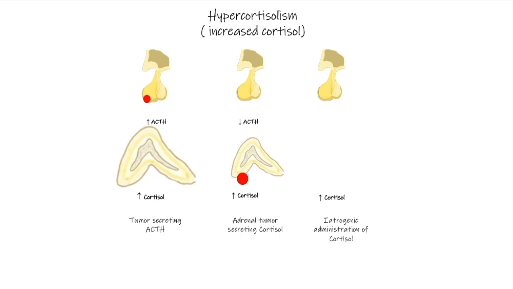With exogenous glucocorticoid exposure, glucocorticoid activity is increased while ACTH and endogenous cortisol production are suppressed.